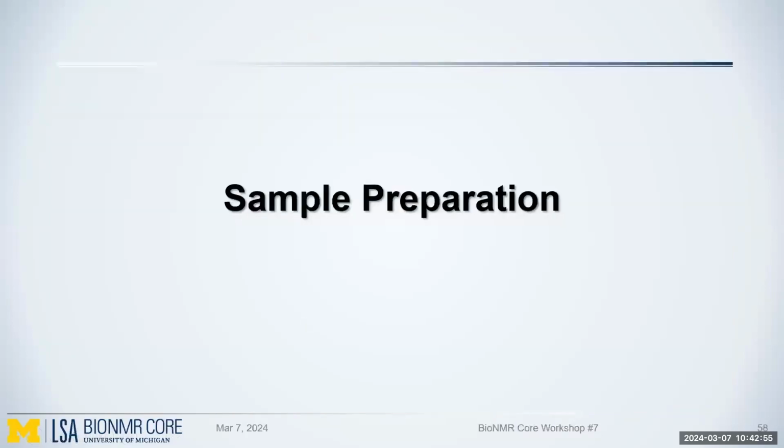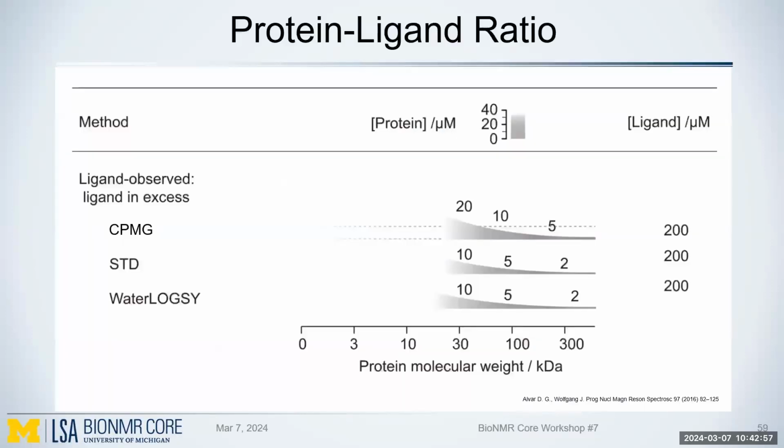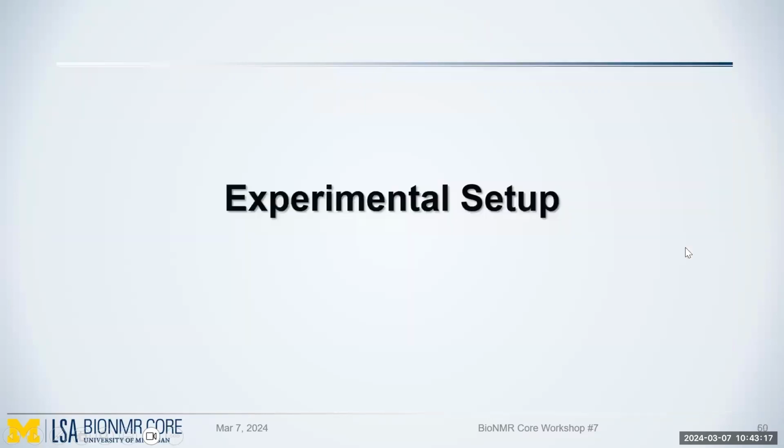There are minor differences in sample preparation. For CPMG, if we compare with the STD and Water-LOGSY experiments, it requires more protein, or more macromolecule. So you need to double the concentration of the macromolecule in the NMR tube, and the ligand concentration can also be around 200 micromolar. The other steps are all the same, so we will not go through them again, and we'll directly go to the experimental setup.